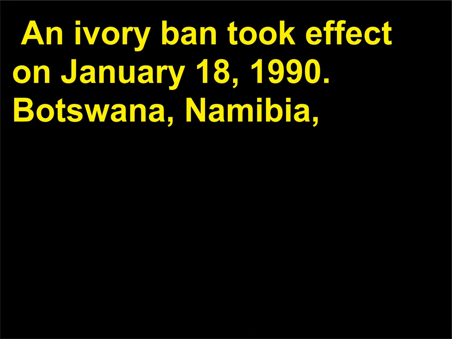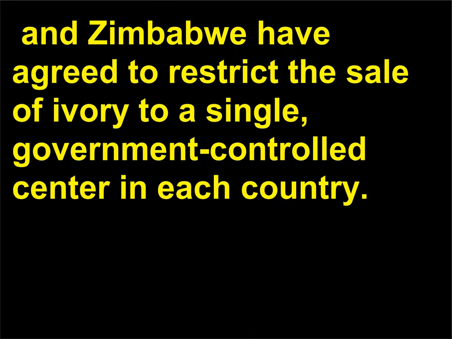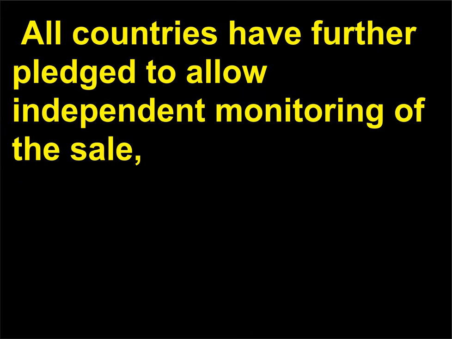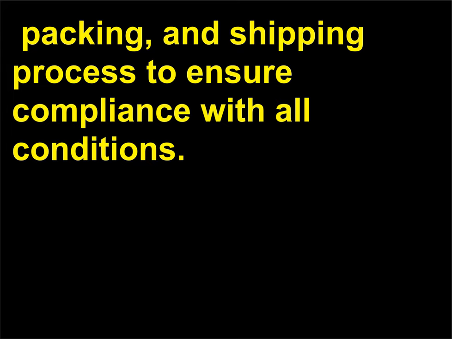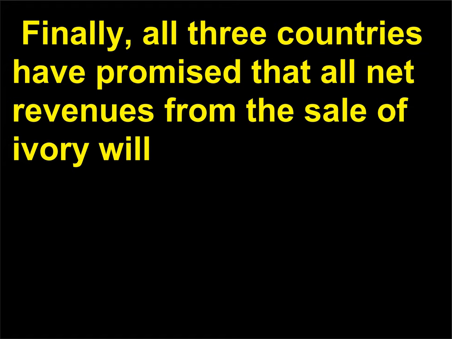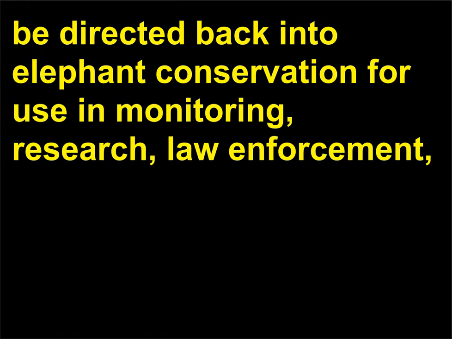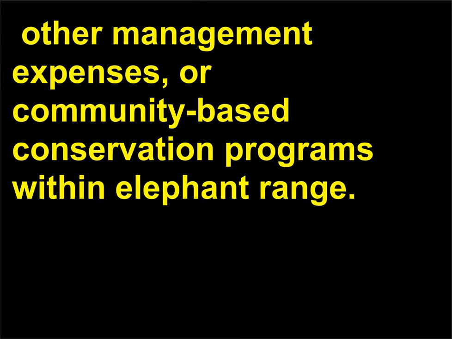Botswana, Namibia, and Zimbabwe have agreed to restrict the sale of ivory to a single, government-controlled center in each country. All countries have further pledged to allow independent monitoring of the sale, packing, and shipping process to ensure compliance with all conditions. Finally, all three countries have promised that all net revenues from the sale of ivory will be directed back into elephant conservation for use in monitoring, research, law enforcement, other management expenses, or community-based conservation programs within elephant range.